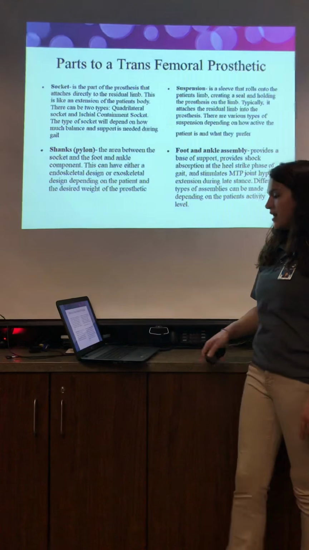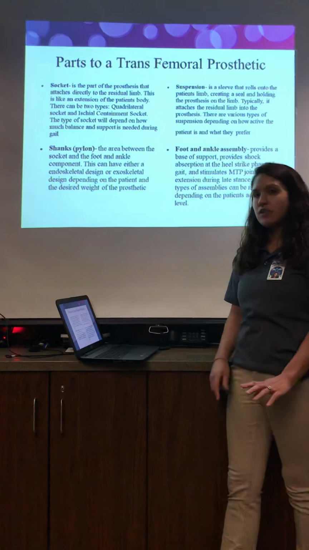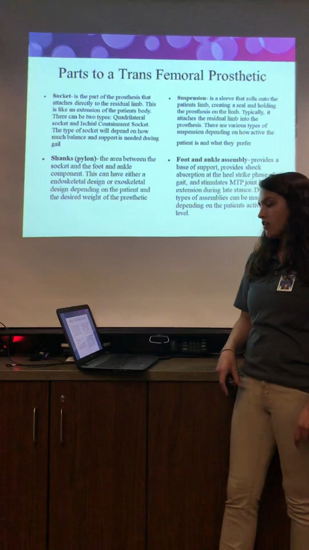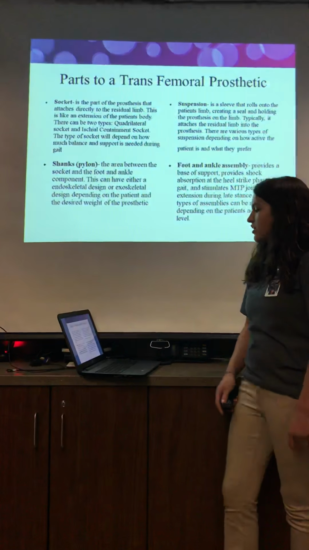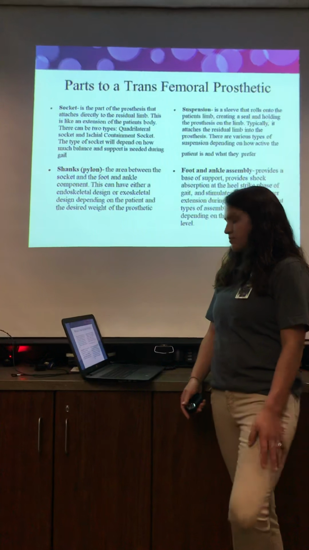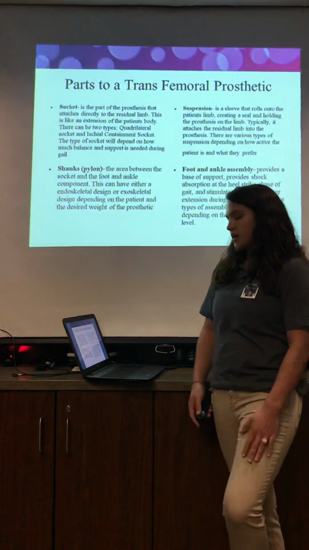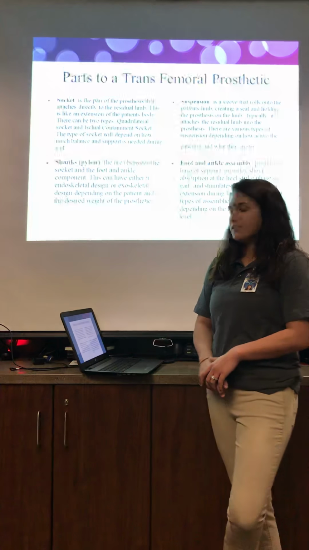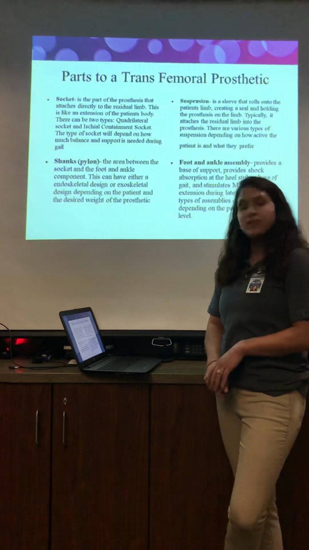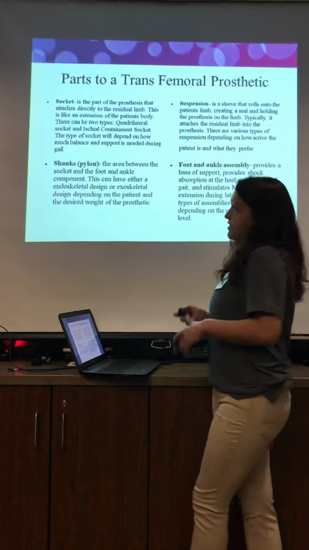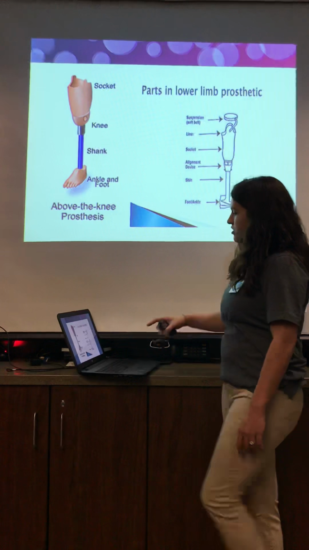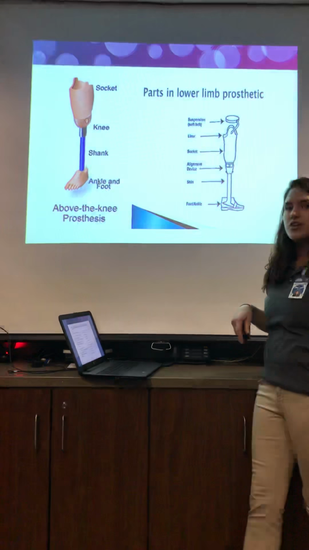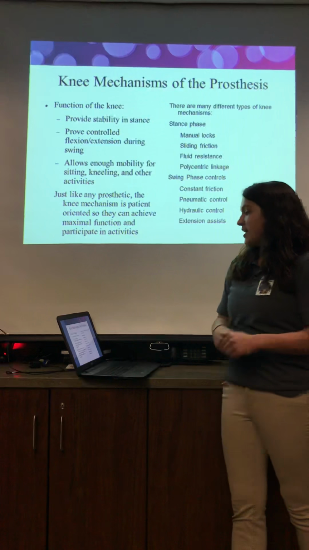You have shanks and pylons, which is the area between the socket and the foot and ankle component. This can have either an endoskeletal or an exoskeletal design depending on the patient and the desired weight of the prosthesis. You also have the foot and ankle assembly, which provides the base of support, provides shock absorption at heel strike, and simulates MTP hyperextension during the late phase. Different types of assemblies can be made depending on the patient's activity level. Here are some pictures showing the socket, knee, shank, ankle, and foot, and another picture showing it all together.